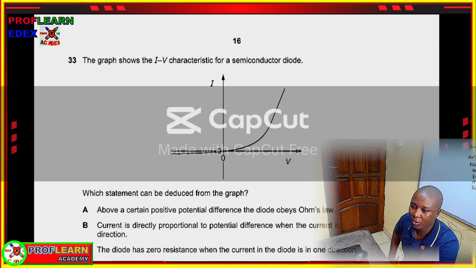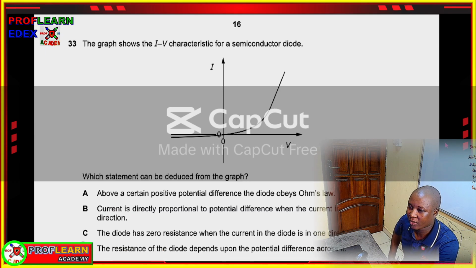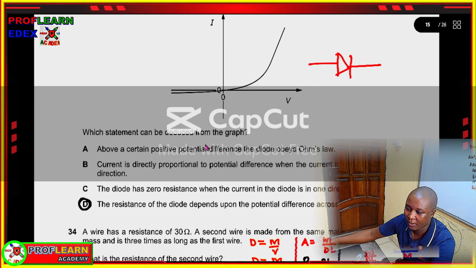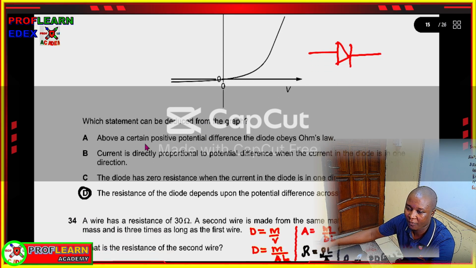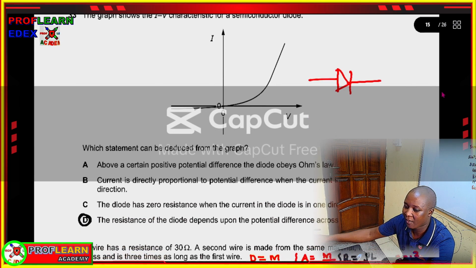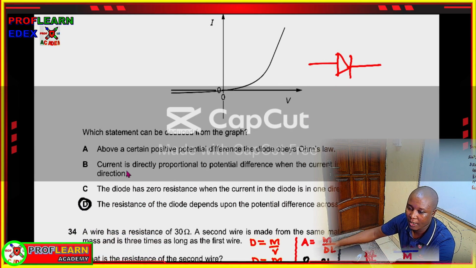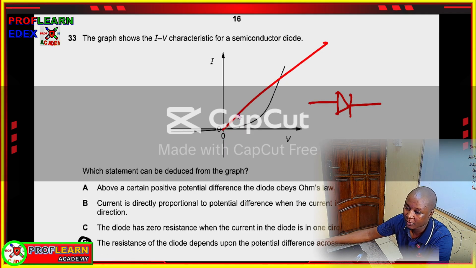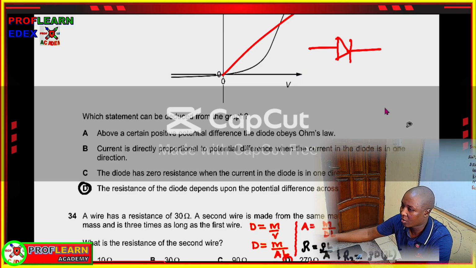The graph shows the IV characteristics of a semiconductor diode, and the diode is a device that allows current to flow only in one direction. That is how the graph will look. Which statement can be deduced from the graph? Above a certain positive value, the diode obeys Ohm's law. No, Ohm's law is obeyed when we have a continuous straight line, and current is directly proportional to the potential difference. If we were saying that, it means the line would be like that, directly proportional, and that is not the case. Then we also need to read the third one.